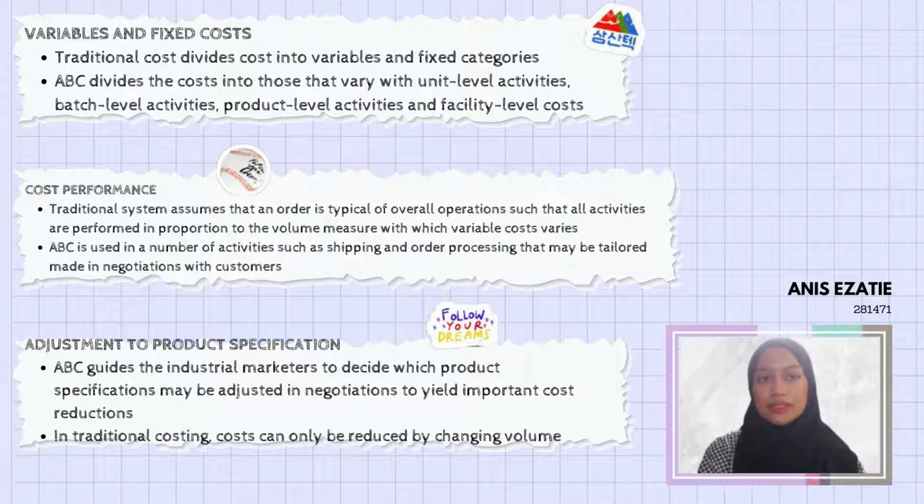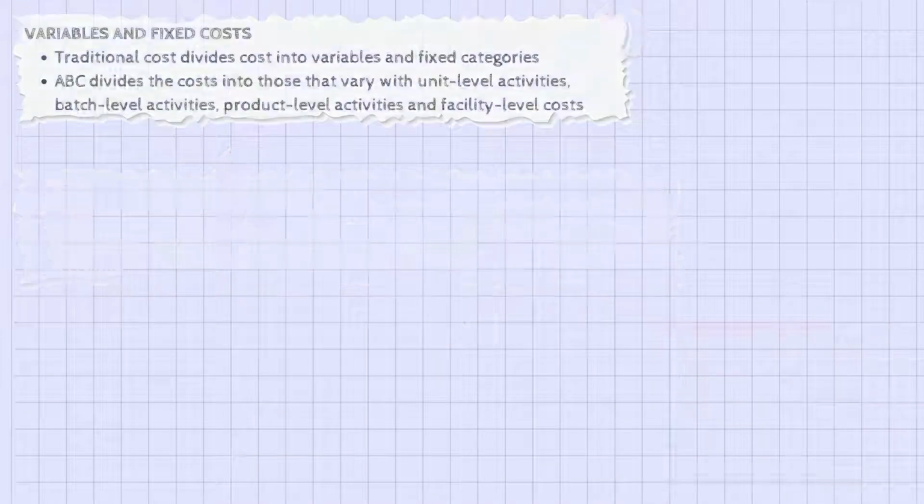In terms of adjustment to product specification, ABC guides industrial marketers to decide which product specifications may be adjusted in negotiations to yield important cost reductions, which may result in a more competitive price. On the other hand, in traditional costing, costs can only be reduced by changing volume. That's all from me. Thank you.